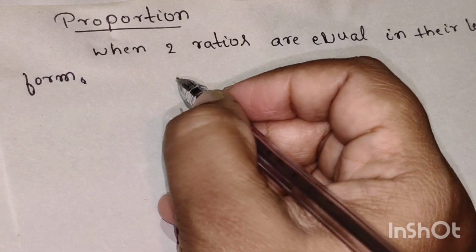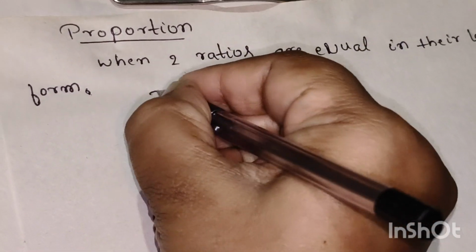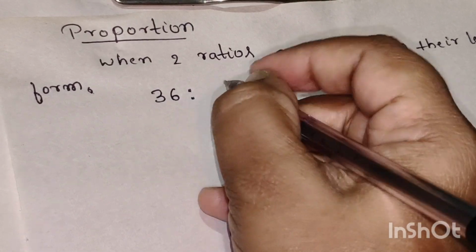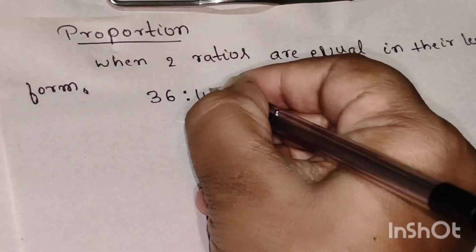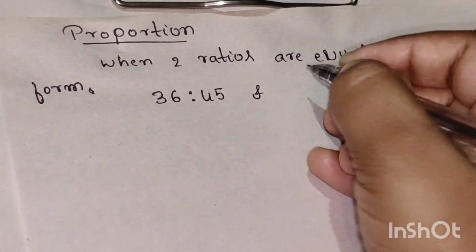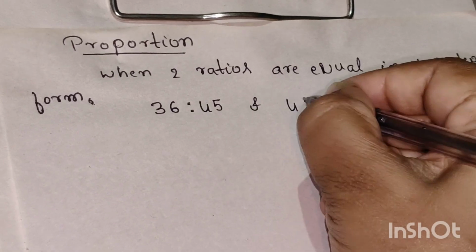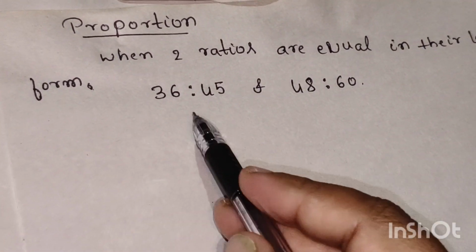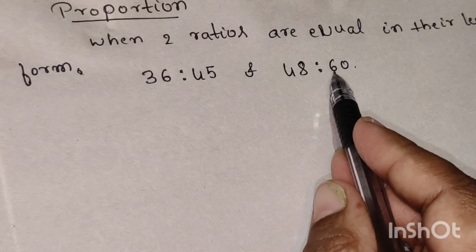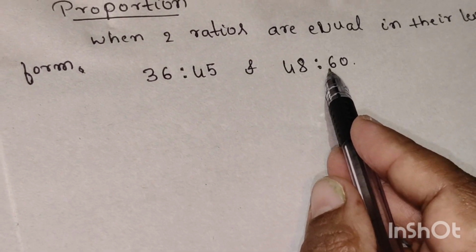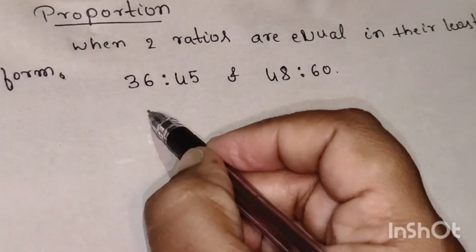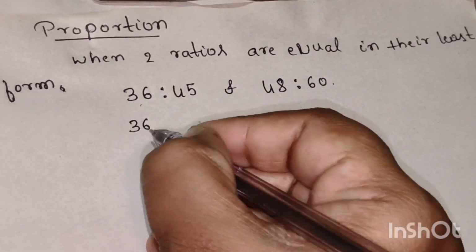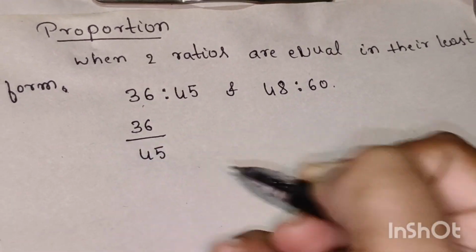if I take two ratios, 36 is to 45 and 48 is to 60. Are these two ratios in proportion? We check it once. 36 is to 45 is also written as 36 by 45.